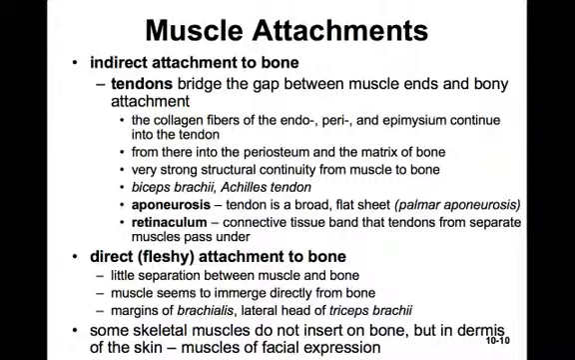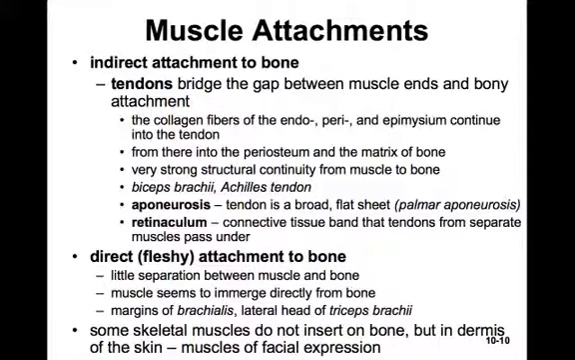So muscles attach to our bone in a variety of different ways. First of all, they can have indirect attachment to bone. Tendons bridge the gap between muscle ends and their bony attachments. So tendons again go from muscle to bone. The collagen fibers of the endo, peri, and epimysium are what constitute the tendon. From there, they penetrate into the periosteum and the matrix of the bone to create a very strong attachment. The biceps brachii and Achilles tendon are great examples of these indirect tendinous attachments.